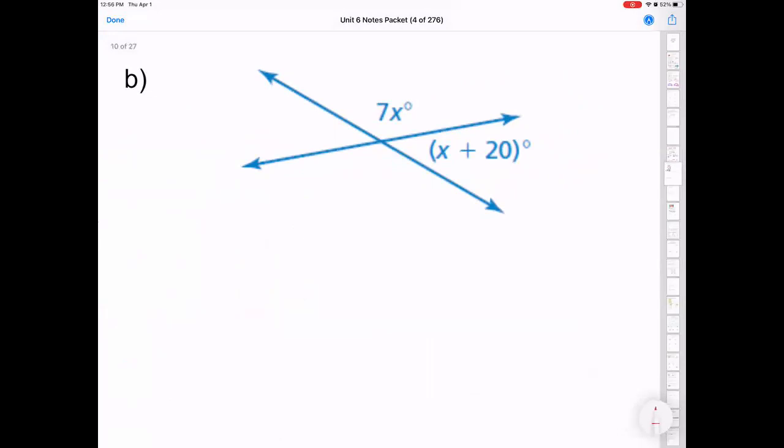Now, looking at B, we see that we have these 2 angle measures. And obviously, this first angle is represented with the 7x. And then our other angle is represented with this x plus 20.